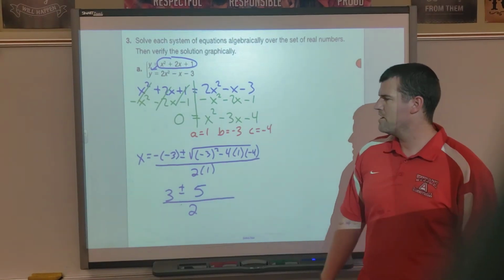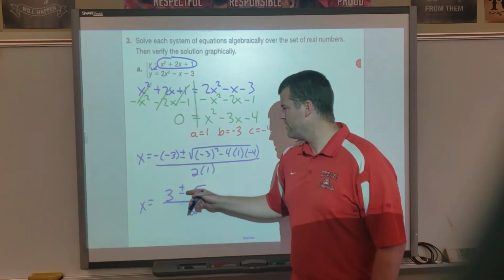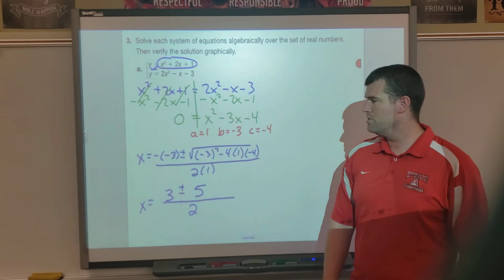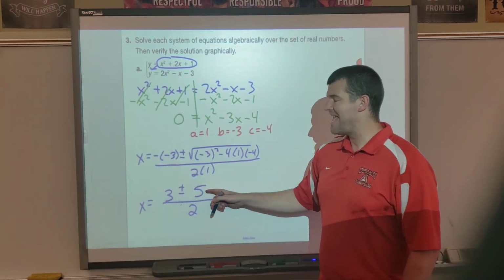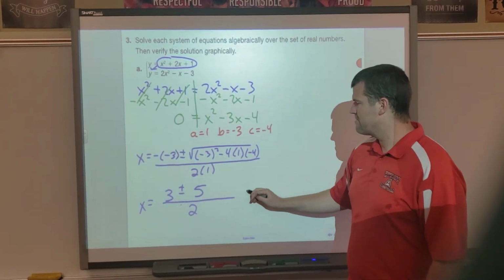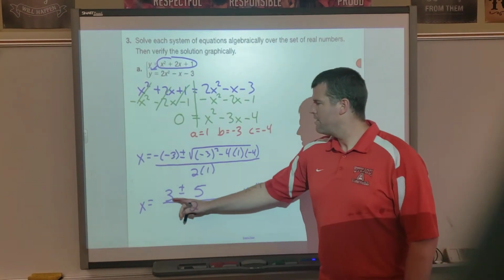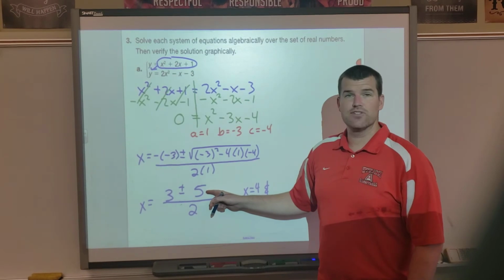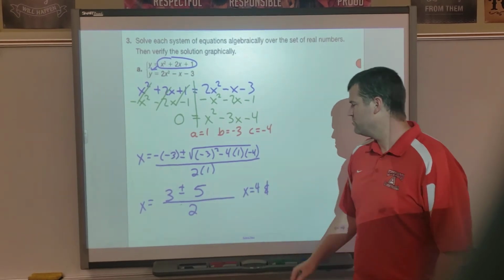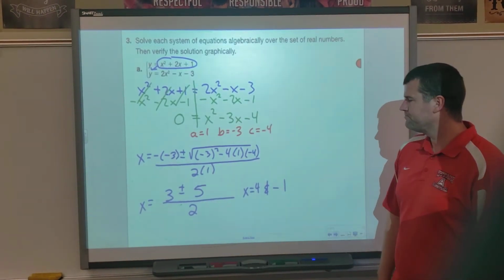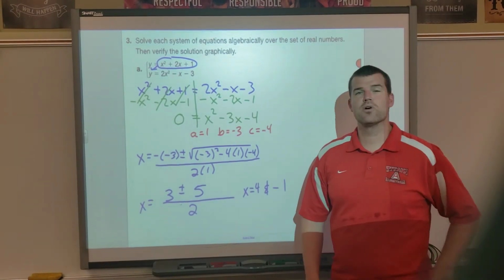And as we simplify, the square root of 25 is a regular 5. And so we now know that our x values are going to be 3 plus or minus 5 divided by 2. Well, 3 plus 5 is 8. 8 divided by 2 is 4. So 4 is one x value. 3 minus 5 is negative 2. And negative 2 divided by 2 is negative 1. And there we go. There are x coordinates.